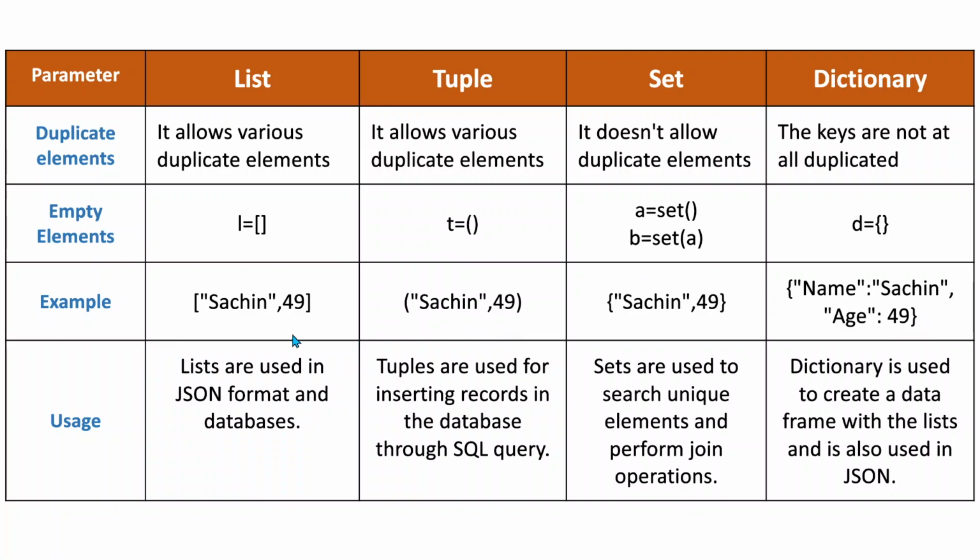Alright, so finally we have something called usage. Let's start looking at where we can use this in the real-time world. Okay, so lists are used in JSON format and databases. Now if you have worked with a few JSON files, I promise you would have definitely seen some list items within there. So you can open any sample JSON file and see if you can find any list items within that. And also you can use it in the databases too.